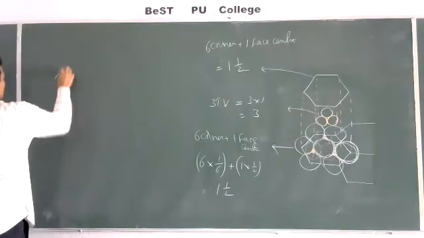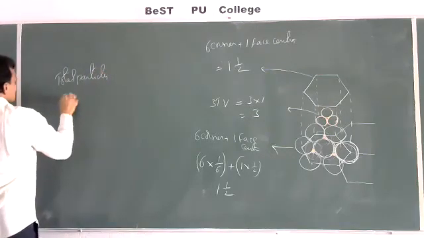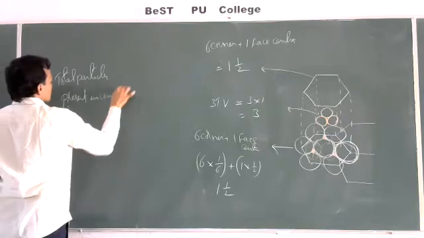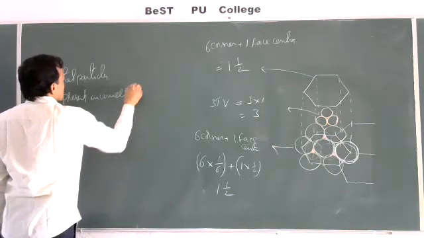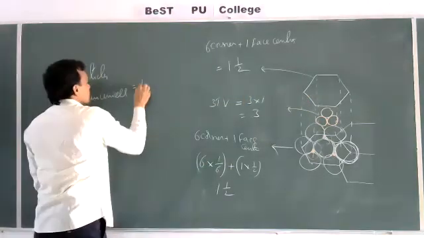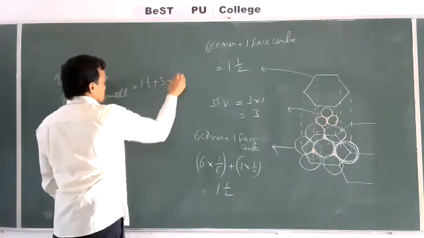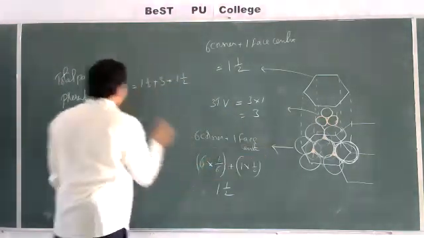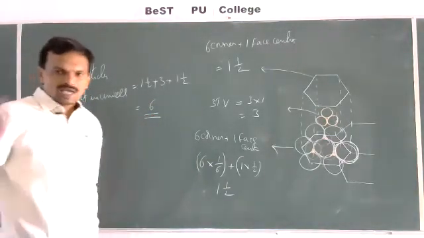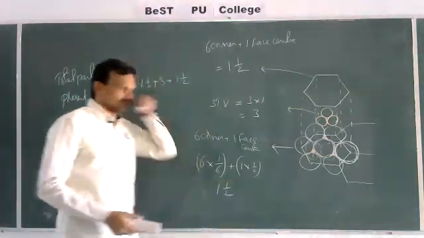Therefore, the total number of particles present in the unit cell is, in this plane we have 1.5 particles, here 3 particles, again 1.5 particles in this plane. Then total how much? 6. So the hexagonal close packing lattice contains 6 particles present in the unit cell.